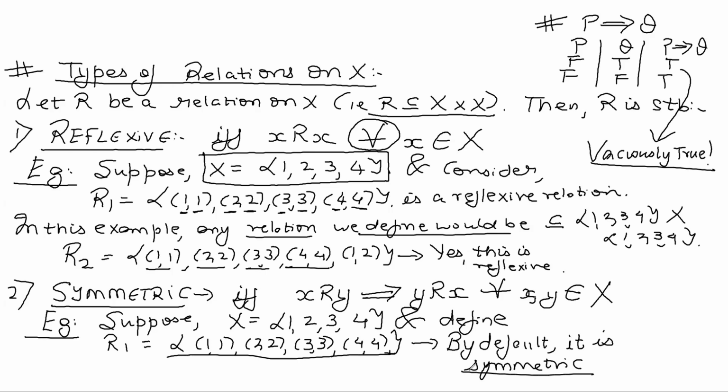So when will it not be symmetric? It will not be symmetric if (1,2) belongs, but (2,1) does not belong. But here (1,2) itself is not there. The hypothesis itself is false. x is not related to y anywhere. x is related to itself only. So if the hypothesis itself is false, we don't need to worry about the conclusion. The statement will be true. That means this is symmetric. So I hope all students have understood this. This is by default symmetric.